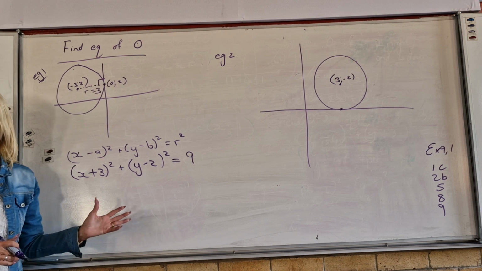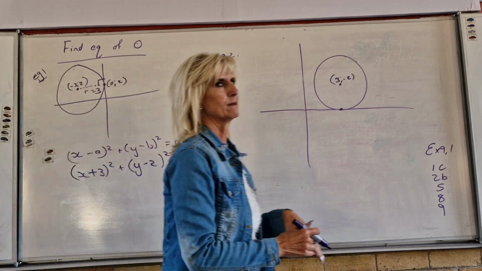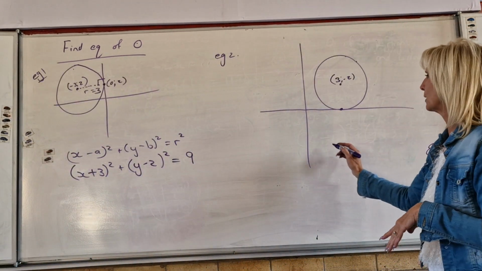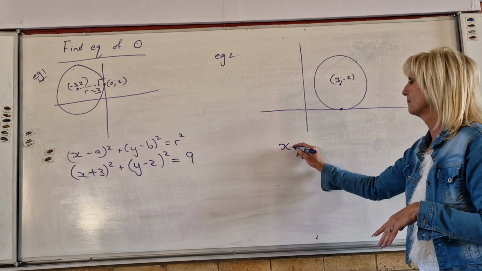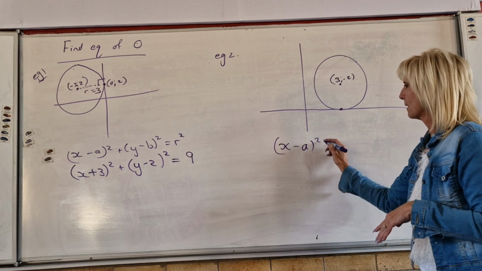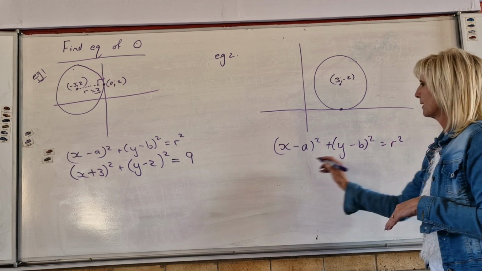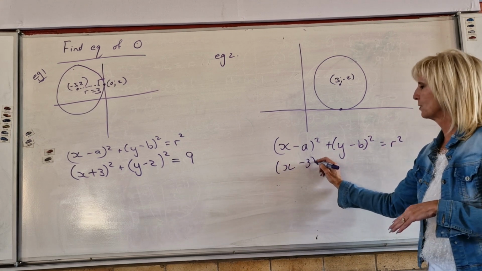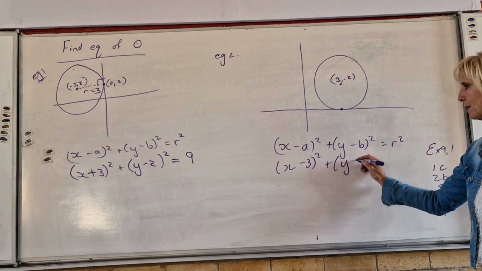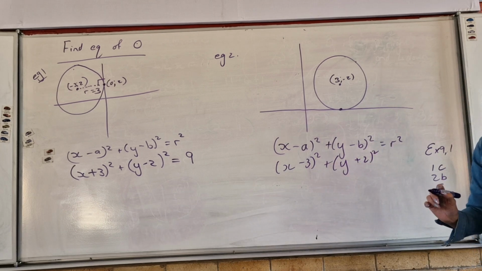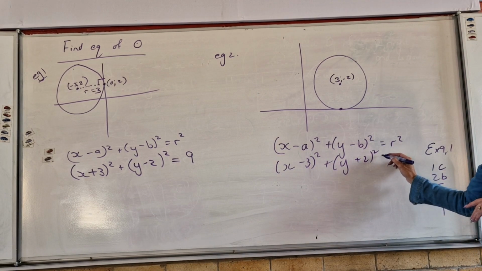I think 2. Same question. Help it that you can get it quickly. Get me the equation here. (x minus 3) squared plus (y plus 2) squared. Are you getting that mark all the time now? And then R.